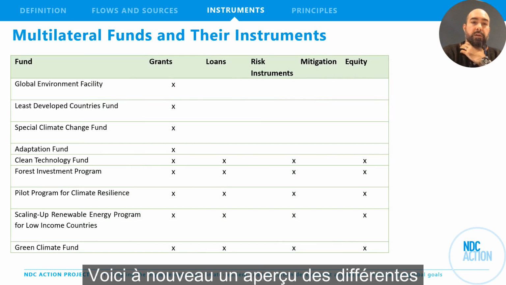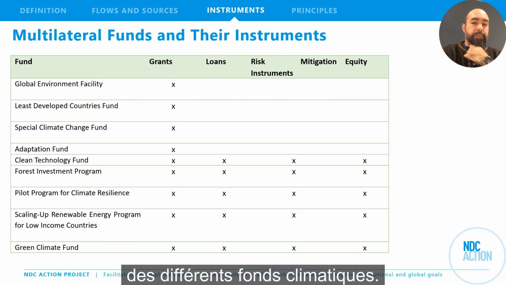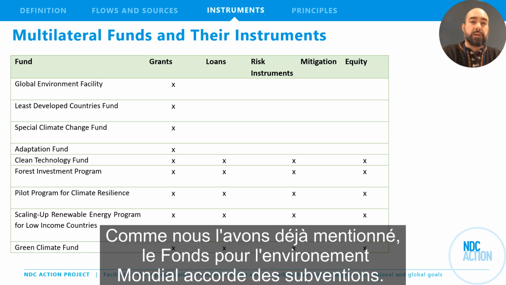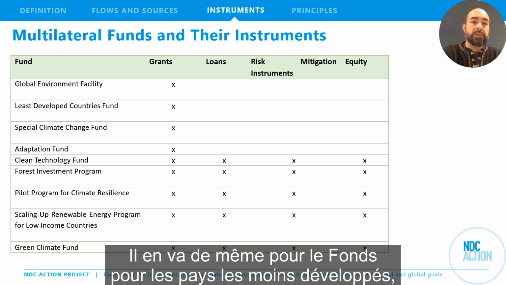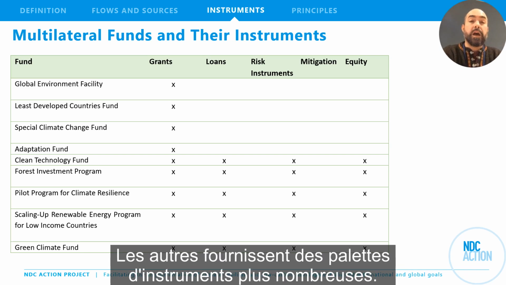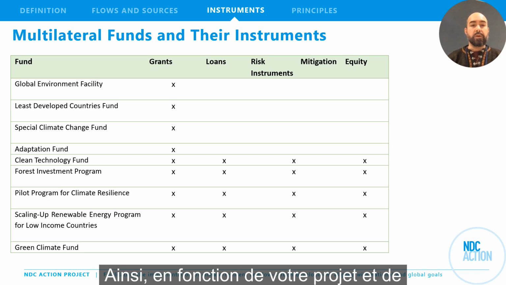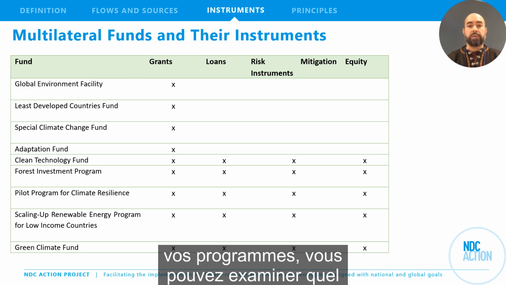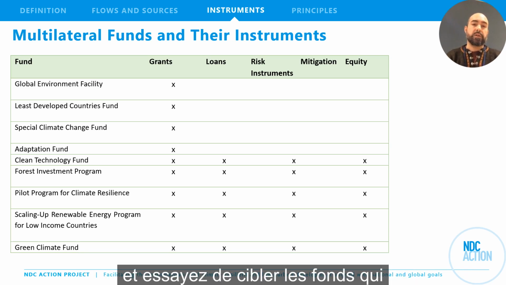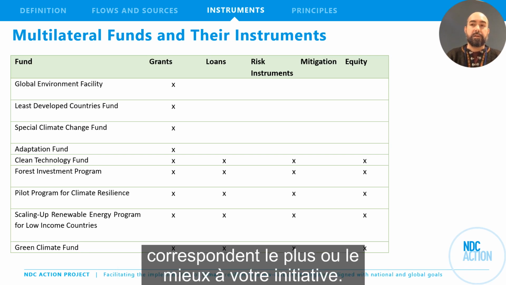Here is an overview again of the different instruments of the different climate funds. We see that the Global Environment Facility, as mentioned again, provides grants. The same do the Least Developed Countries Fund, the Special Climate Change Fund, and the Adaptation Fund. And then the others provide a more multitude set or palette of instruments. So depending on your project and programs, you can look at what is the instrument that is needed for this project or program to be implemented, and try to target the funds that are the best match to your initiative.